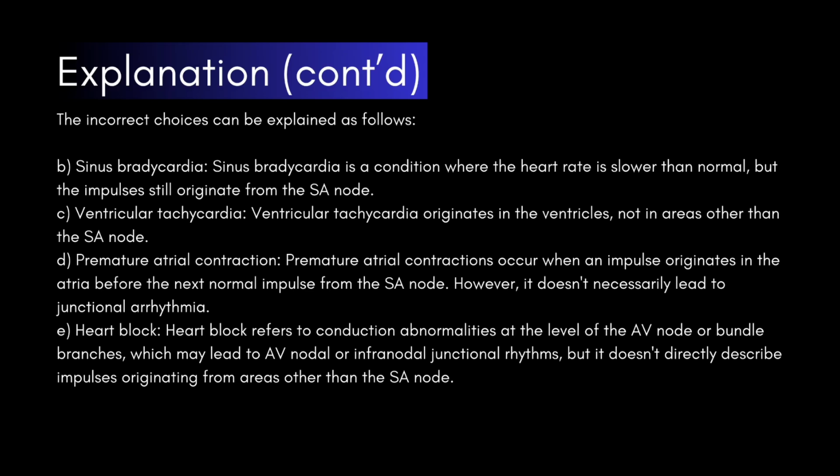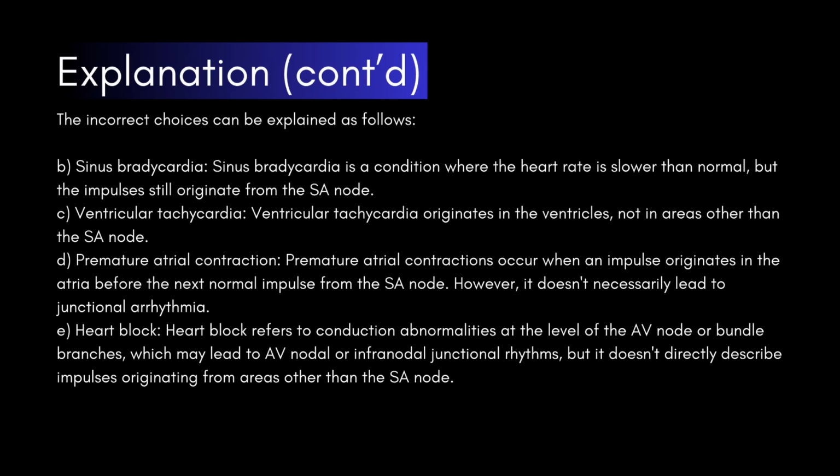Sinus bradycardia is a condition where the heart rate is slower than normal, but the impulses still originate from the SA node. Ventricular tachycardia originates in the ventricles, not in areas other than the SA node. Premature atrial contraction. Premature atrial contractions occur when an impulse originates in the atria before the next normal impulse from the SA node. However, it does not necessarily lead to junctional arrhythmias.